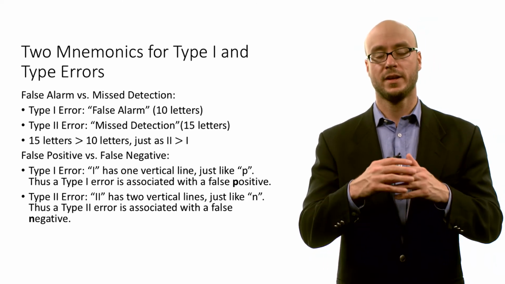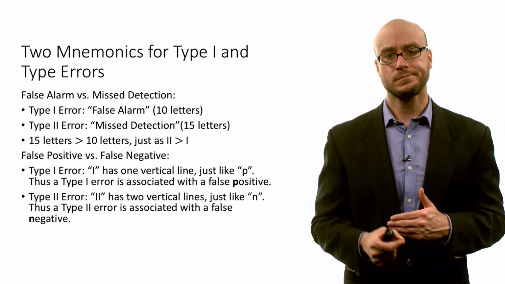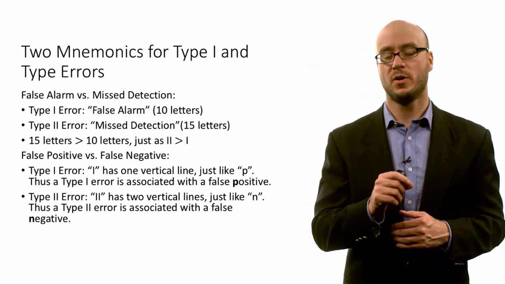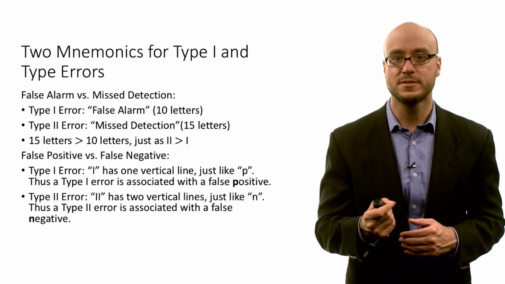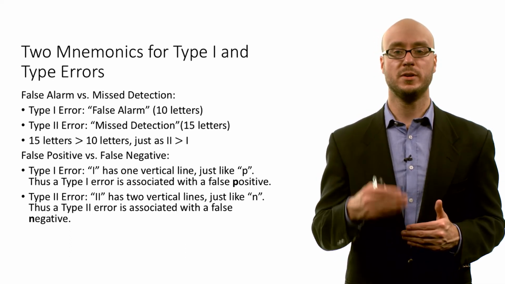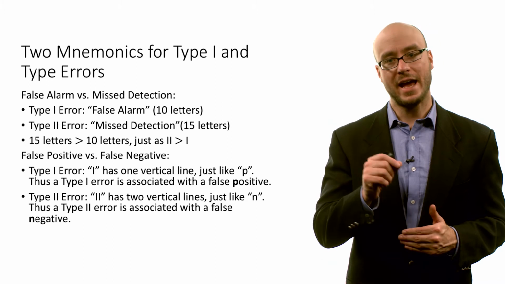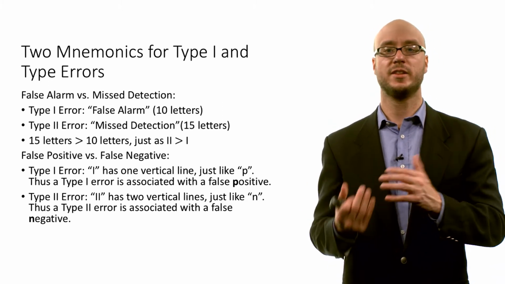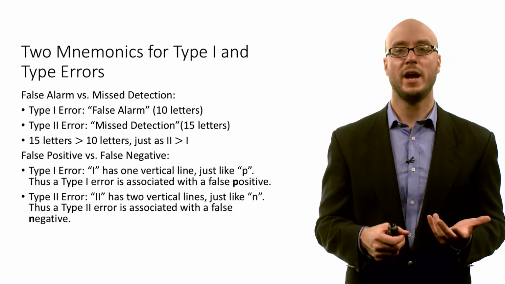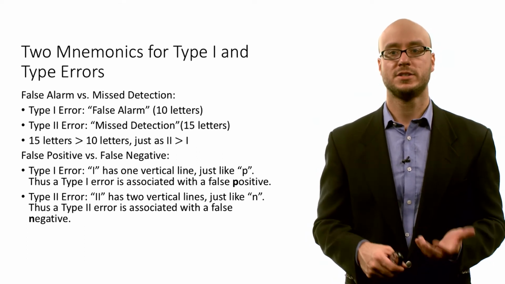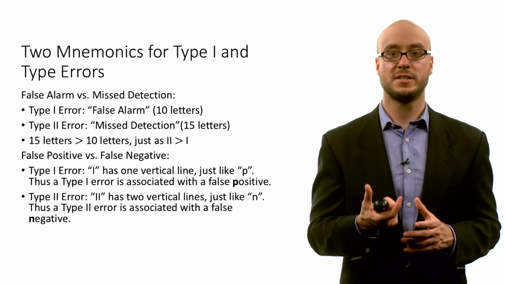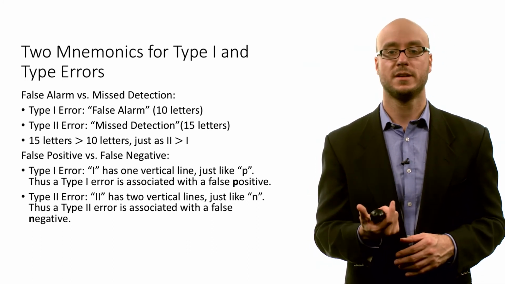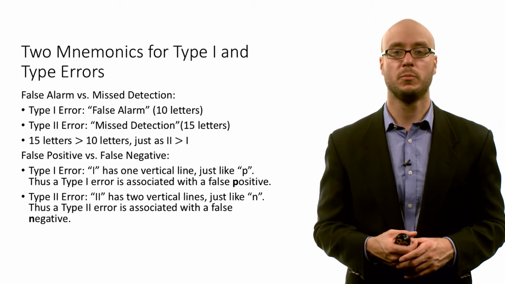The point is that you have these two kinds of errors. A type 1 error could be considered a false alarm, and if you add up all the letters of false alarm, there are 10 letters there. A type 2 error can be viewed as a misdetection, and if you add up all the letters for misdetection, you have 15 letters. Well, 15 letters is greater than 10 letters in the same way that 2 is greater than 1. So misdetection has more letters, and that's associated with a type 2 error. False alarm has fewer letters, and that's associated with a type 1 error.